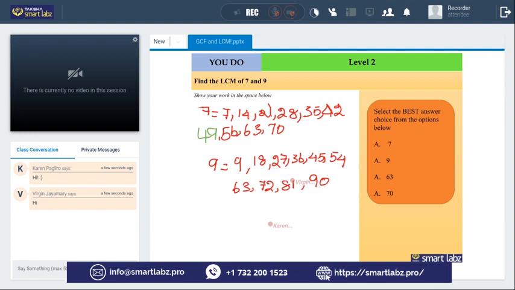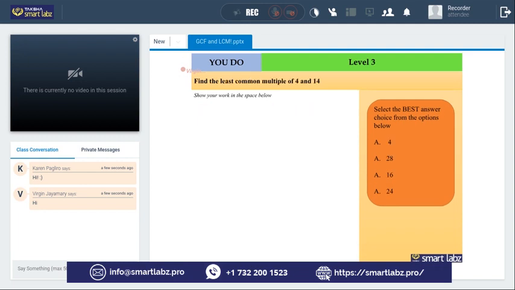63 is common. Yes, 63 is the least common multiple. Very good. We've got this one. Good job. Awesome job. Okay, I believe we're on to one more and then the exit ticket.